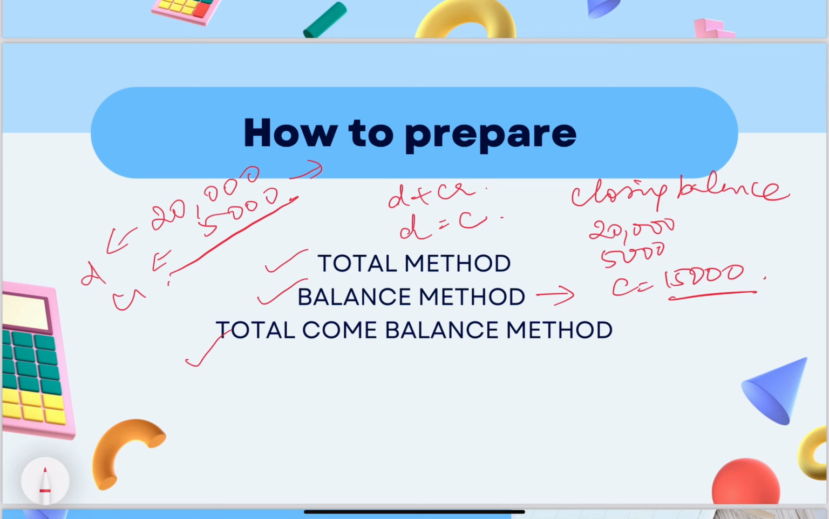You get it? So next will be the total cum balance method. This is like a mix of both. Here, you write the debit total and credit total of each account. Then you write the closing balance. So debit total will be 20,000, credit total is 5,000, so 15,000 is in the debit. In the trial balance, you have two columns for each side: total and balance. So in short, the total method will be just the total of debit and credit. The balance method will be just the closing balances. So total cum balance will be both the totals and balance together.